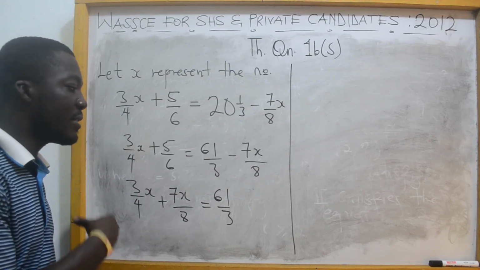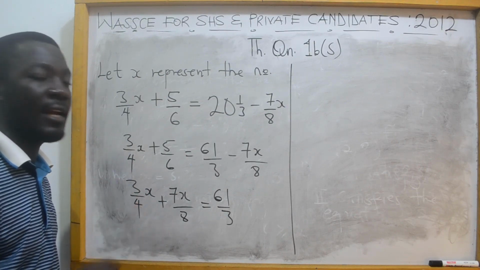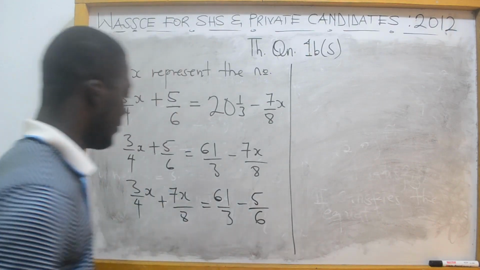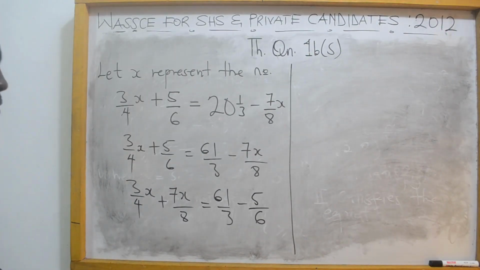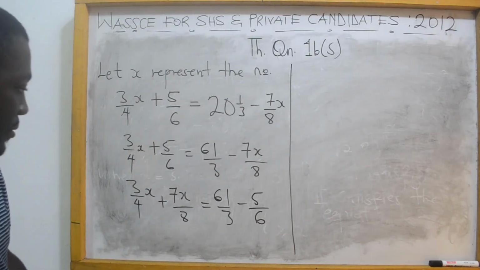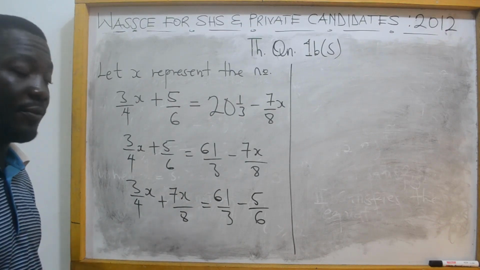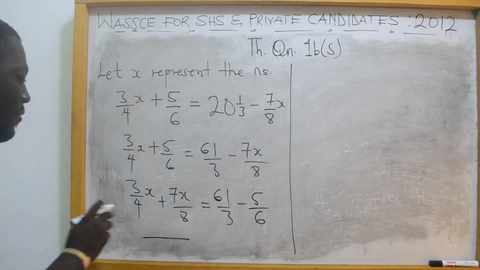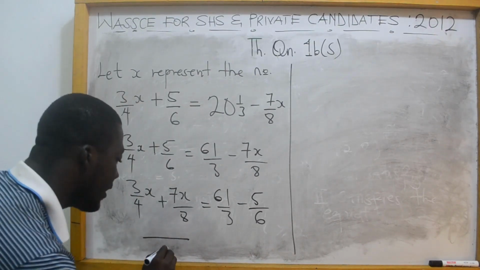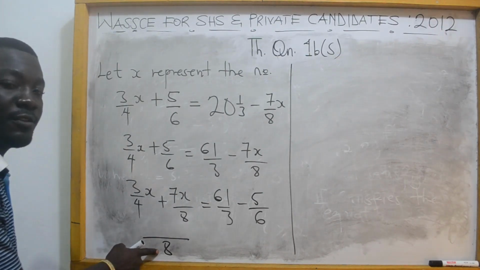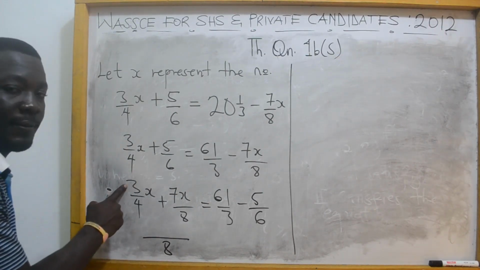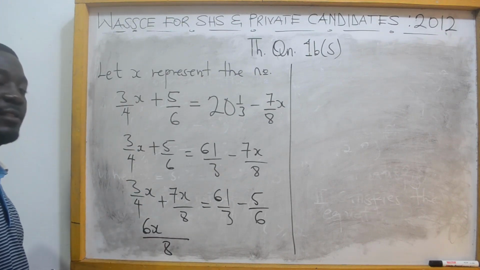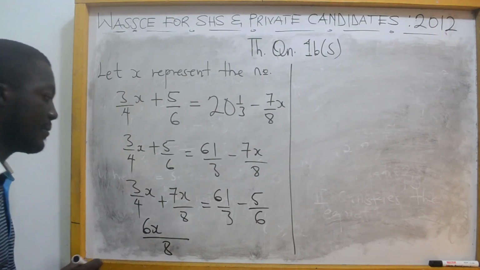So when you transpose it to the right hand side, it is going to give you minus 5 out of 6. So with this, we can find the least common denominators and continue from there. 4 and 8, the least common denominator is 8. 4 goes into 8 two times. 2 times 3x will give us 6x. 8 into 8, 1. So 1 times 7x is the same 7x.